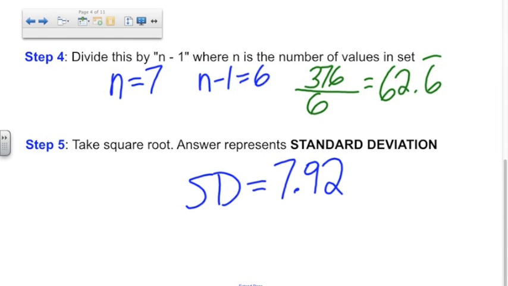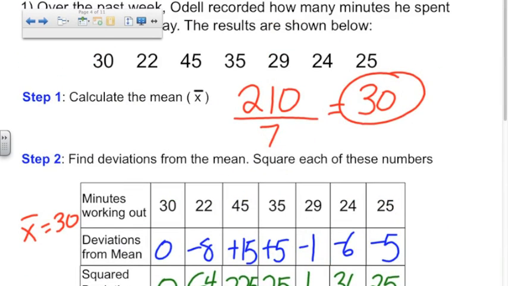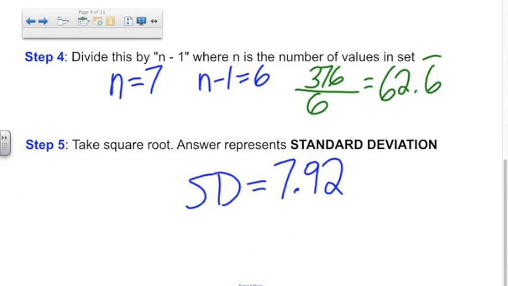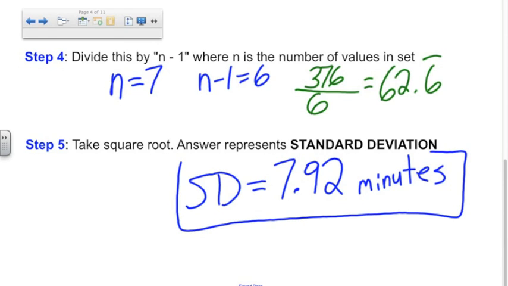And again, the same unit applies. So 7.92, we were talking about how many minutes he spends working out. So the standard deviation is 7.92 minutes. Again, that's a typical deviation considering all the values. So a typical variation, taking everything into consideration, is 7.92 minutes.